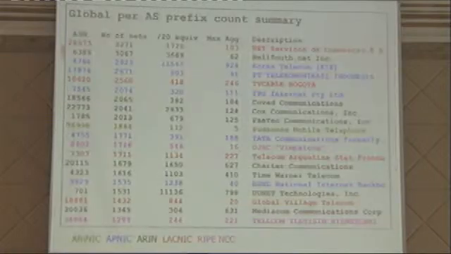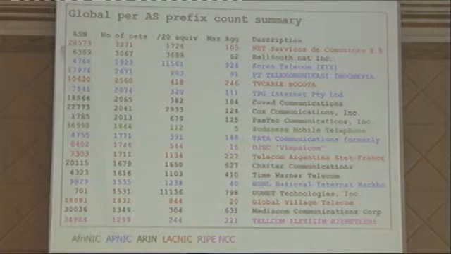If we look at the global contributors, so these are the top contributors to the global BGP table. So Net Servicios de Comunicados SA, I think they're from Mexico, 3,271 prefixes. So they're the biggest contributors to the BGP table. So everything in red is under LACNIC's region. Everything in green is Afrinic, so Sudan Mobile Telephone Company is announcing quite a heap of prefixes as well.